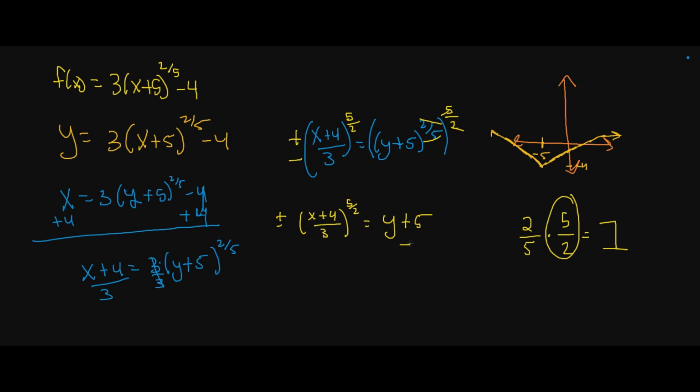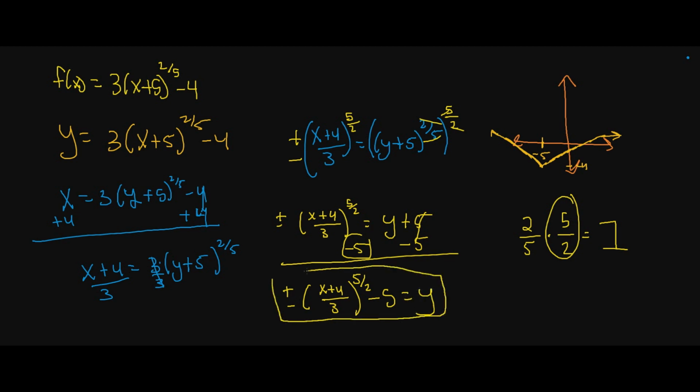Last but not least, all we got to do now is just subtract 5 and continue on, my friends, and we will be in show business. X plus 4 raised to the third raised to the 5 over 2. Remember, this is stuck inside. It is stuck in its prison, and this minus 5 cannot go inside. So we have to just subtract the 5 on the outside. Is equal to y, and there it is, the inverse of a fractional function.